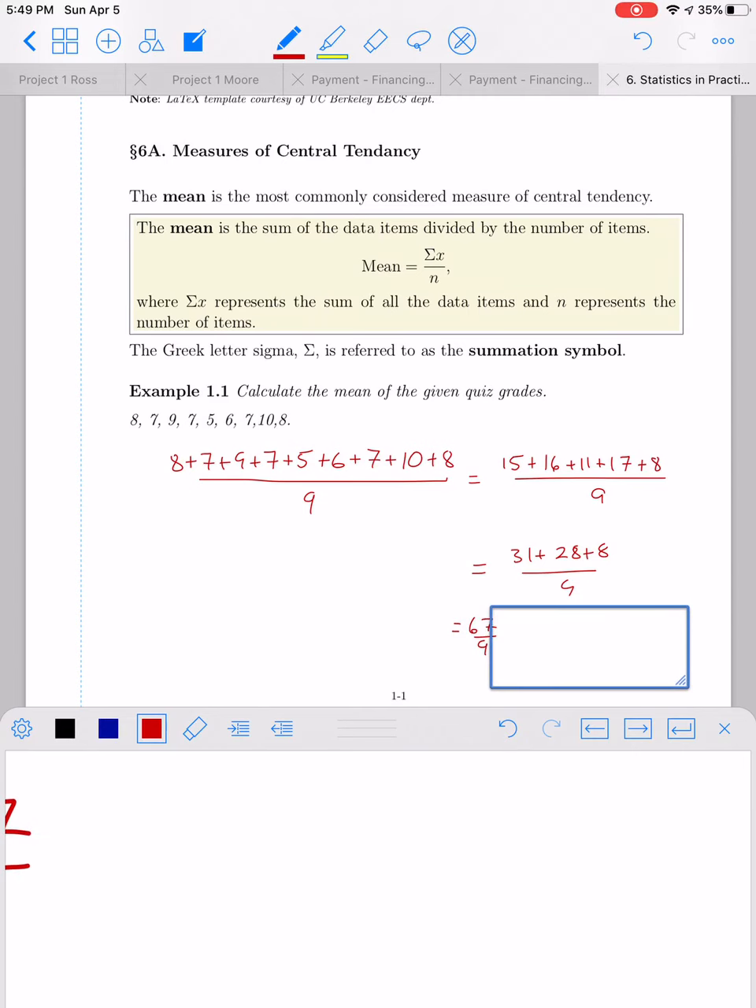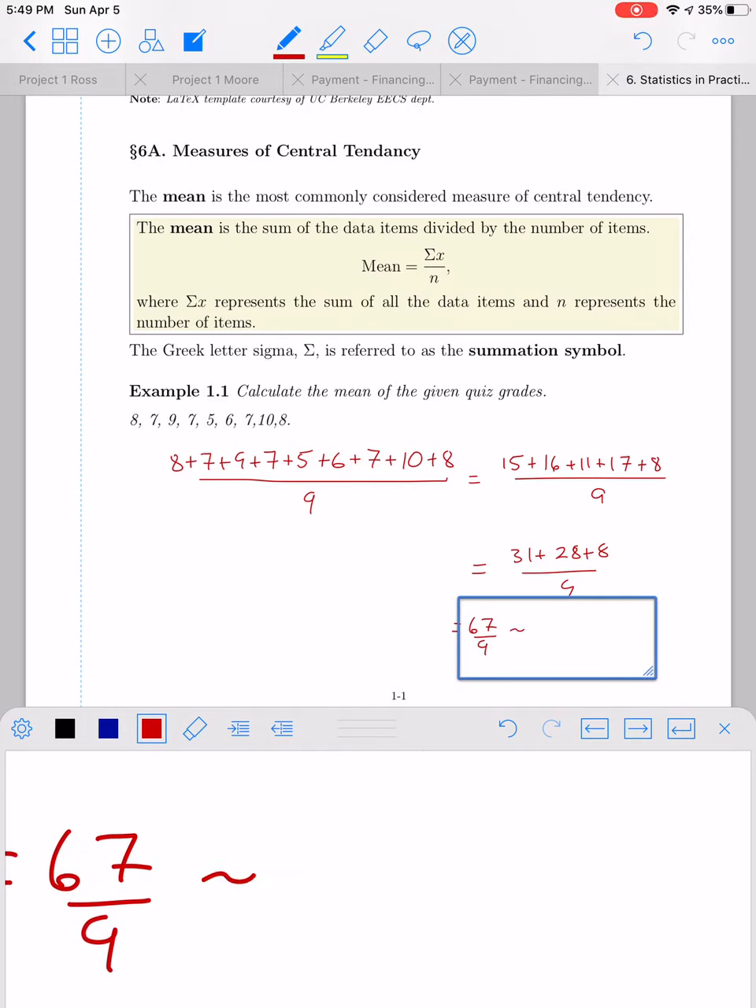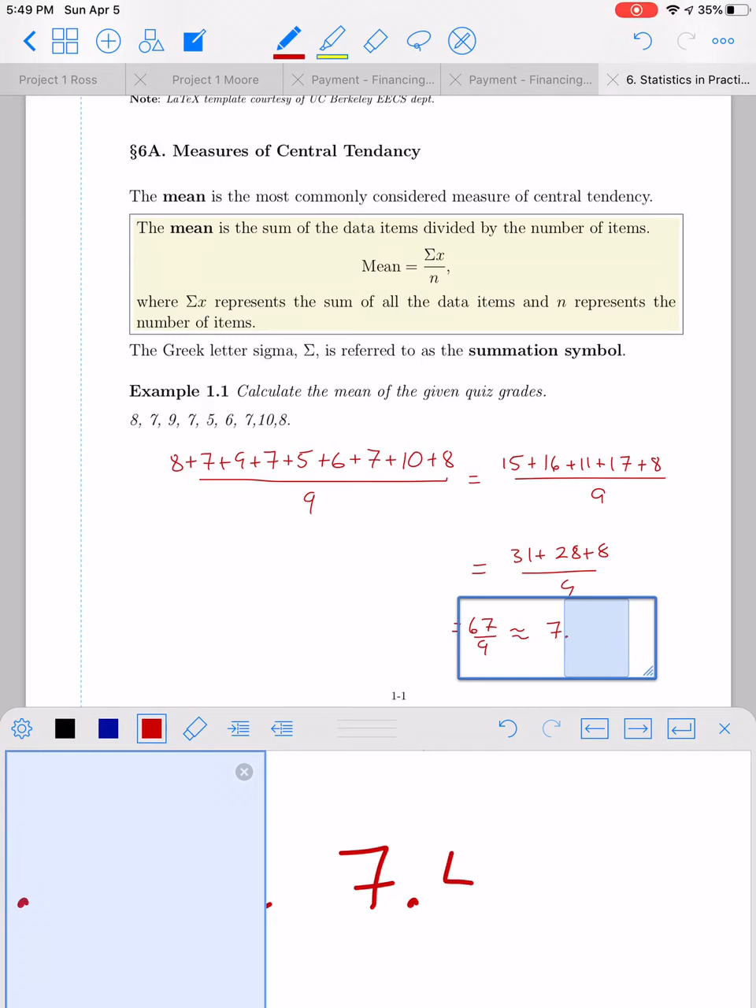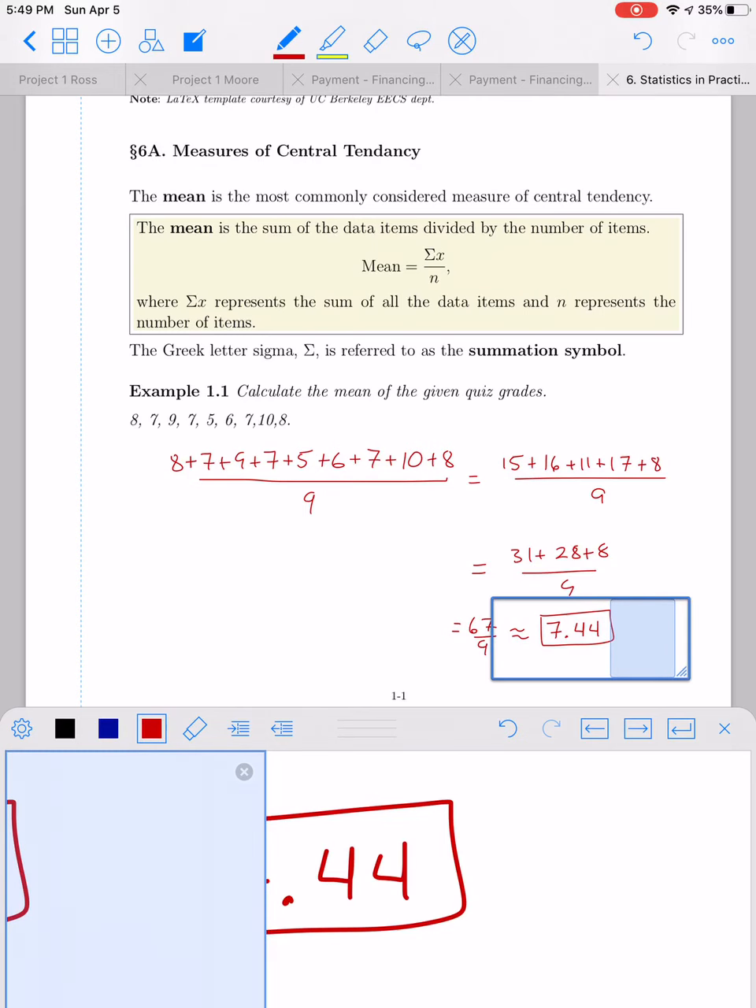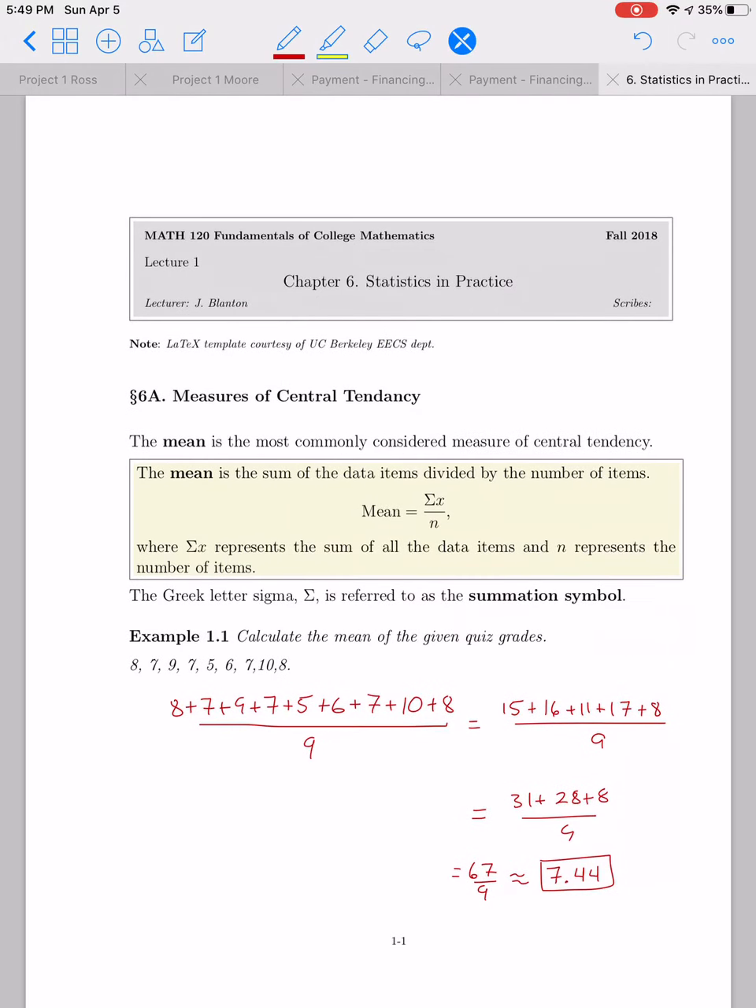And 67 over 9 going to a calculator is 7.4 repeating. We'll just round it to 2 decimal places, approximately 7.44. So that's that. The mean is everything we expect it to be. Add up all the data items, divide by the number of data items, and that's it.